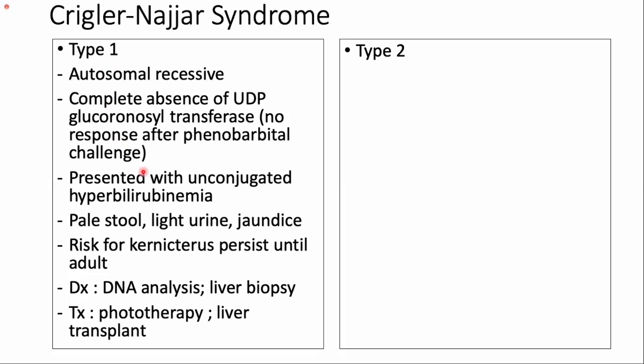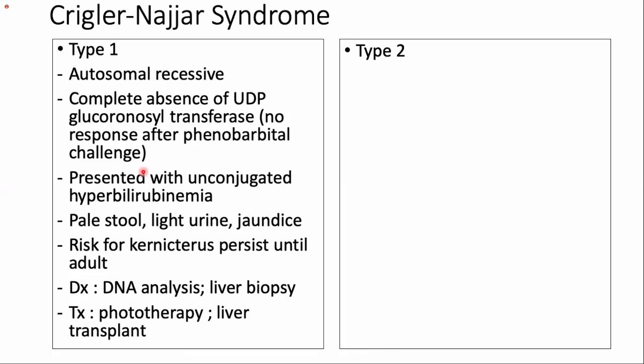But you need to make sure that the child passes urine. Especially in newborns, sometimes they are oliguric for the first few days. So if they are oliguric, how can you reduce the bilirubin level? And also you need to make sure that the child opens bowel. Because if the child doesn't open bowel, how can the bilirubin go out? Then there will be recirculation as well.